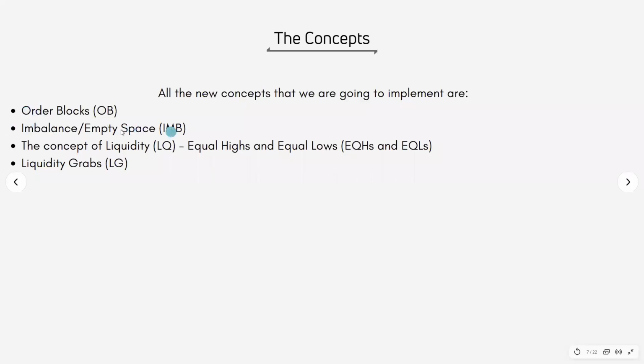We have imbalance and empty space, which we mark as IMB. This is OB, IMB. The concept of liquidity, so this is LQ. Most of the time we're looking for equal highs and equal lows, which is basically a double top and a double bottom or just consolidation. And then we're going to speak about liquidity grabs, right? So let's see what we have.